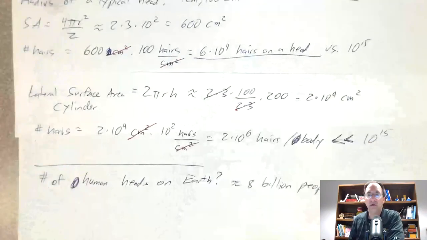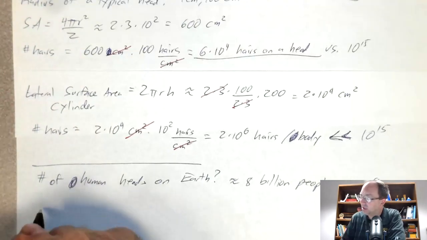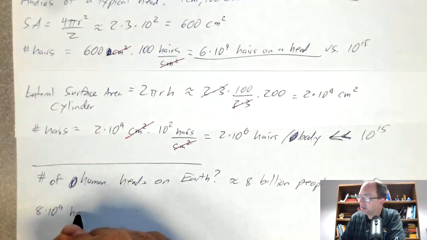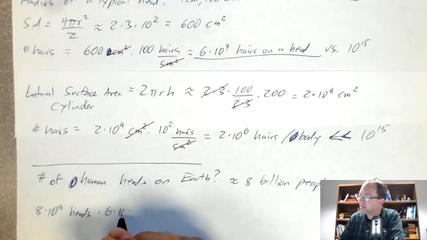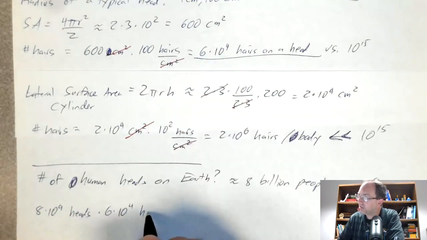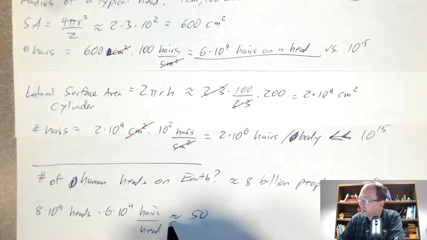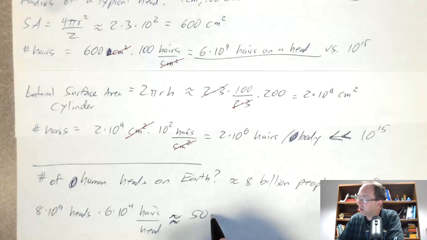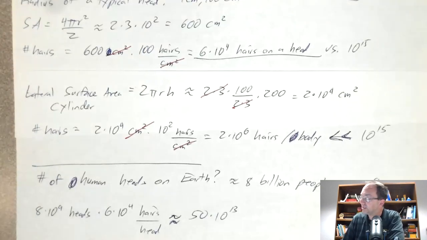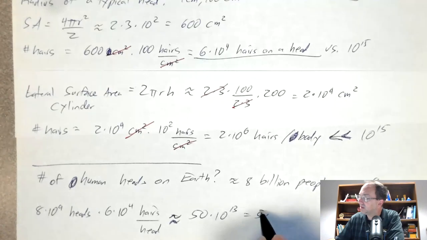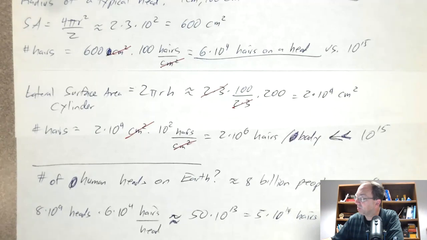And so if we go back to our original statement about 60,000 hairs on a head, so 8 times 10 to the 9th heads, times 6 times 10 to the 4th hairs per head gives us 6 times 8 is 48. Again, I don't need to sweat the second digit there, so I'm just going to call that 50. So it's going to be approximately 50 times 10 to the, I can add the exponents, so that's 13. Or what is the same thing, 5 times 10 to the 14th hairs, which notice is half of a quadrillion.